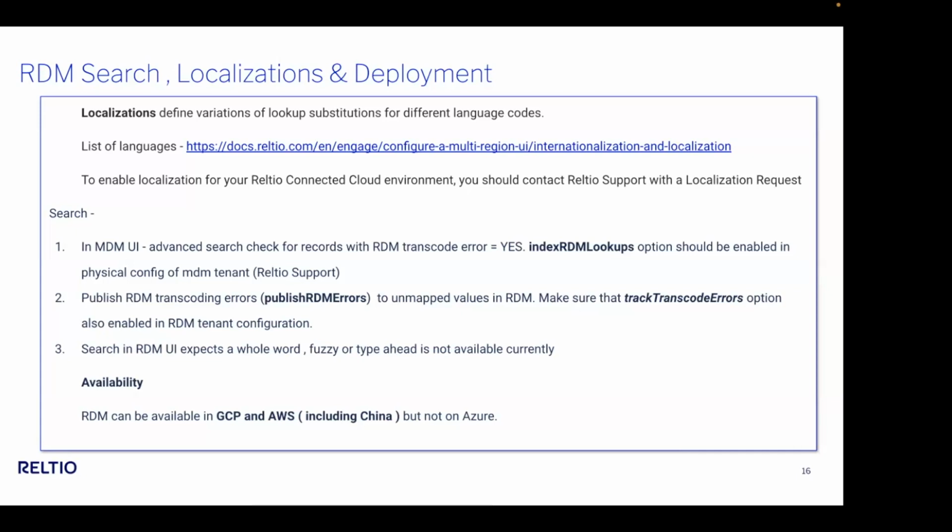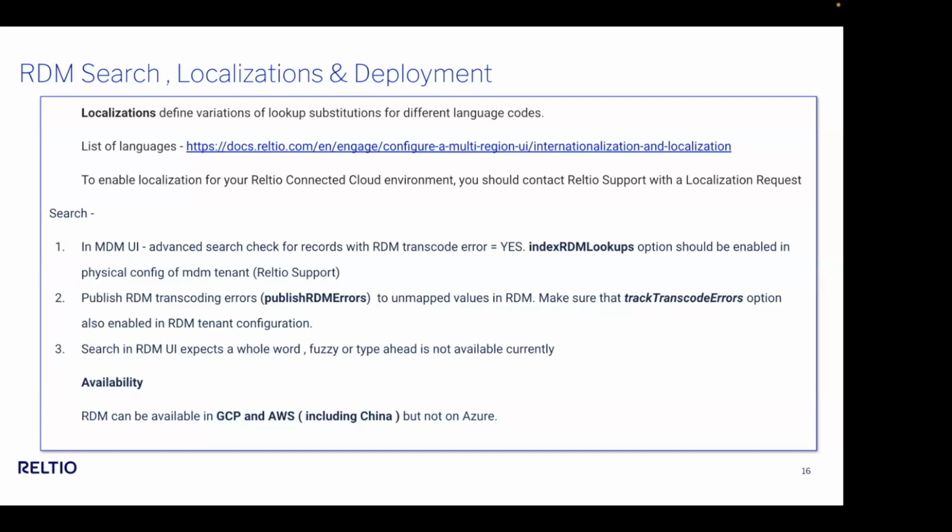Whereas on the MDM UI, in the advanced search option, you get to check for records that have RDM transcode error equal to yes, right? This is what I was talking about on the last page. So the index RDM lookups option should be enabled in the physical config of the MDM tenant. This is a physical configuration, so you have to raise a Reltio support ticket.